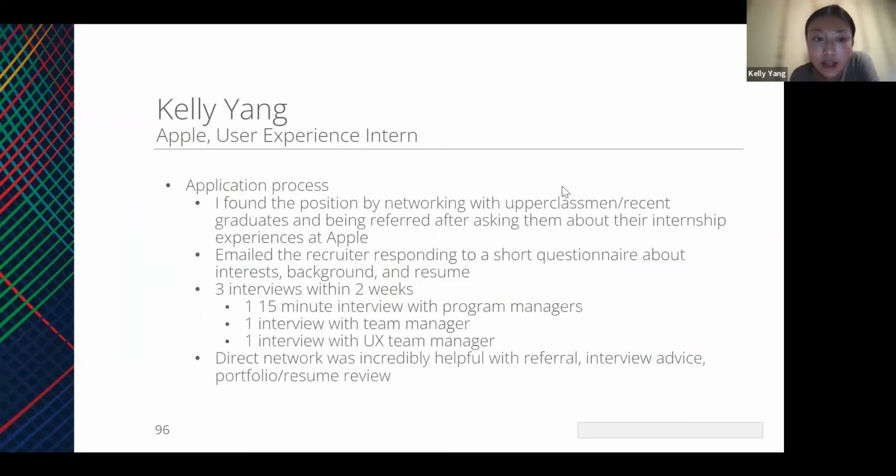If we want to go to the next slide. Yeah, so talking a little bit more about the application process. So I found the position by networking. Essentially, I was just speaking with a lot of upperclassmen and recent graduates that I knew from my organizations, and they talked about their internship experiences. And so some of them had interned at Apple and had interned within this organization. So they offered to refer me. So I'd spoken to many people, but another person had also referred me to another person that worked at Apple. So I definitely recommend just networking and speaking with as many people as possible.